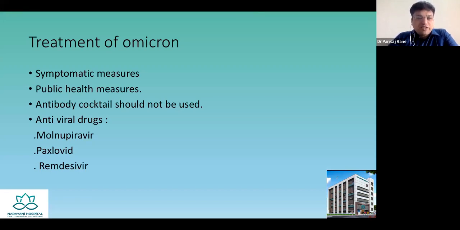So how to treat these patients? You have to take symptomatic measures. Give any symptomatic treatment, you are the best judges. You can give paracetamol, you can give antihistaminics if he has sneezing or any other symptom. No need of antibiotic, no need of Tamiflu, no need of Faviflu. You have to follow public health measures, you have to isolate him. Antibody cocktails should not be used. And antiviral drugs like molnupiravir, Paxlovid, Remdesivir, Swapnil is going to discuss in detail about this.